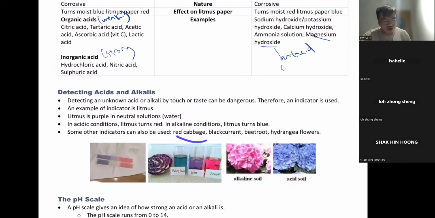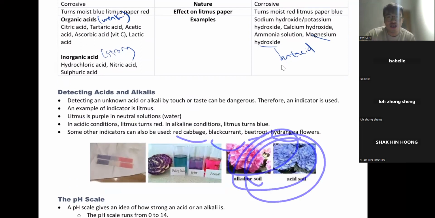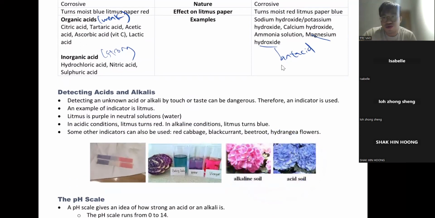All right, we can use red cabbage juice. We can use blackcurrant. We can use beetroot. We can use hydrangea flower. This is a really interesting flower. When they're acidic, they're blue. When they're alkaline, they're pink. How do I know? You just need a litmus paper and some questionable fluid, then you shall find out.